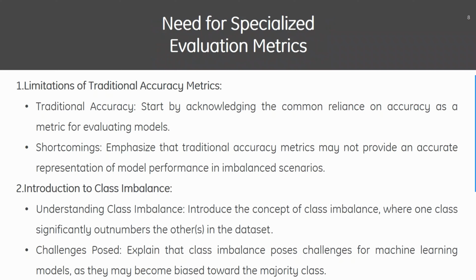Next, what is the need for specialized evaluation metrics? Firstly, the limitation of traditional accuracy metrics. We start by acknowledging the common reliance on accuracy as a metric for evaluating models. The shortcomings are that traditional accuracy metrics may not provide an accurate representation of model performance in imbalanced scenarios.